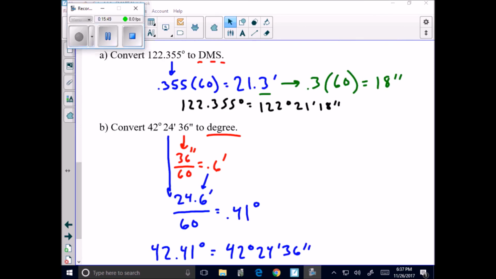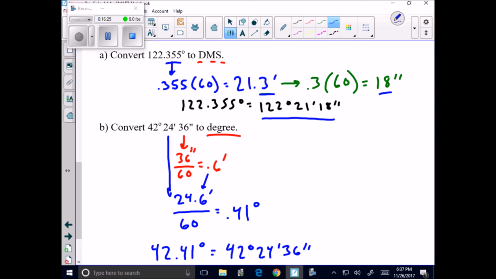All right, guys, so looking at this, we can start with A, where we're converting from straight degrees to degrees, minutes, seconds. Obviously, the first thing we're going to do is take our decimal, multiply that by 60. That's going to give us our minutes, so we've got 21.3 minutes. Then we're going to take that 0.3 from our minutes and convert that to seconds. So we multiply 0.3 by 60, and we get 18 seconds, and we can see that 122.355 degrees is 122 degrees, 21 minutes, and 18 seconds.